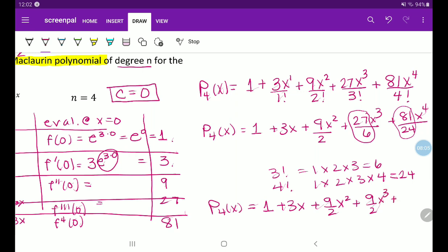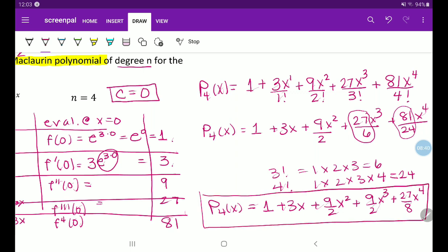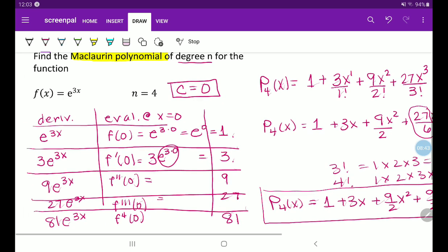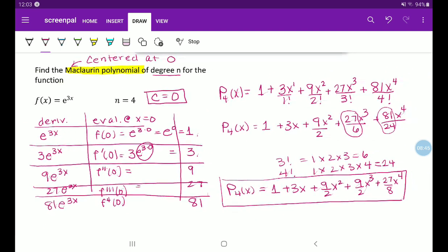And let's check to see, does 81 over 24 reduce? Let's see, math. Does that change? Nope, 27 over 8 is what I got on that in my calculator. So both of those were divisible by 3. All right, and this would be our final cleaned up version for our Maclaurin series of this equation, e to the 3x with a degree of 4.